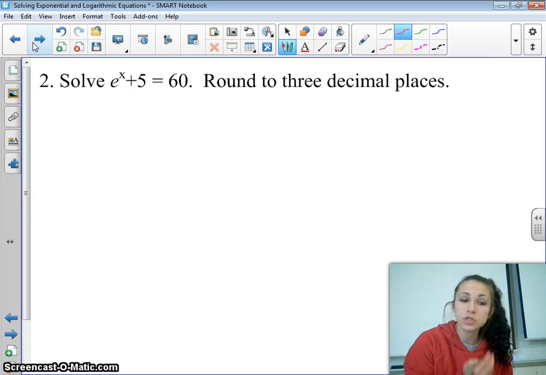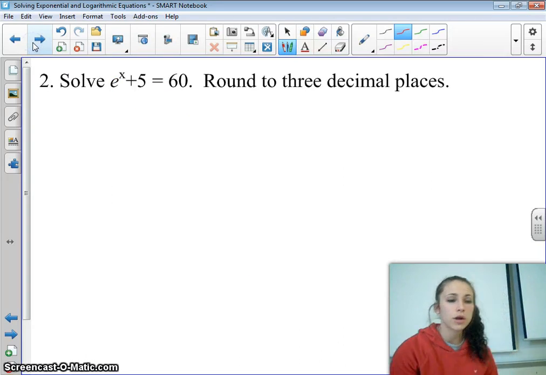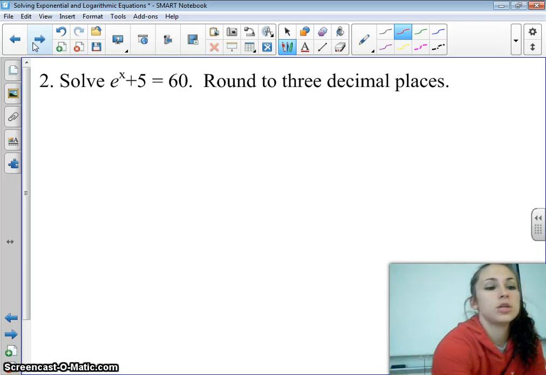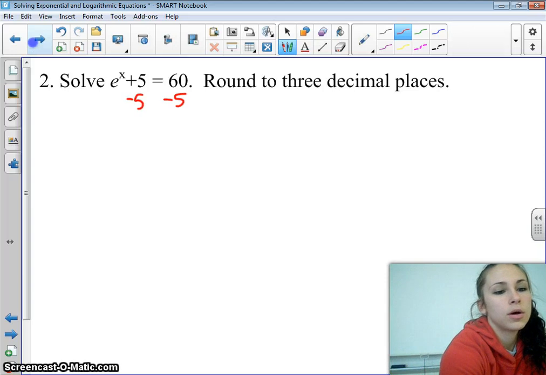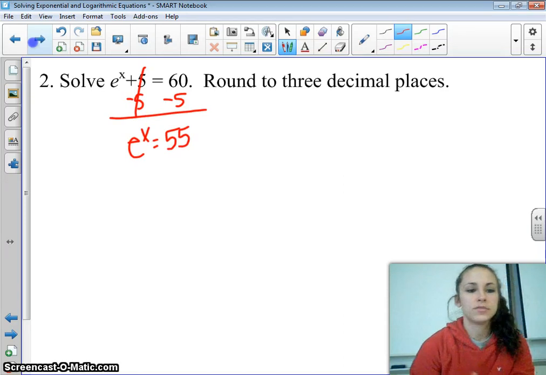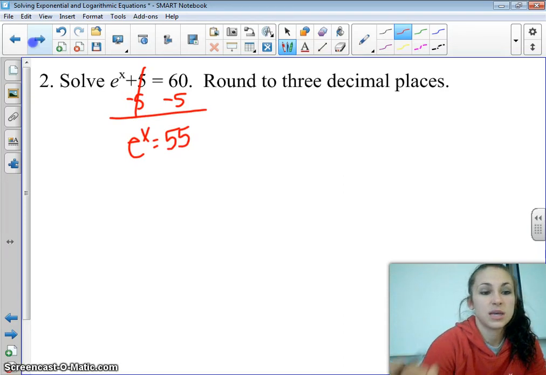Okay, number 2. This one's a little bit different, but it's still not too hard, because the only thing that we have to do is get that e to the x by itself. E is what's being raised, and so I need to get rid of the 5. So I'm going to subtract this 5 from both sides. And so this is going to be e to the x equals 55. And so then I'm going to do the exact same thing as last time.